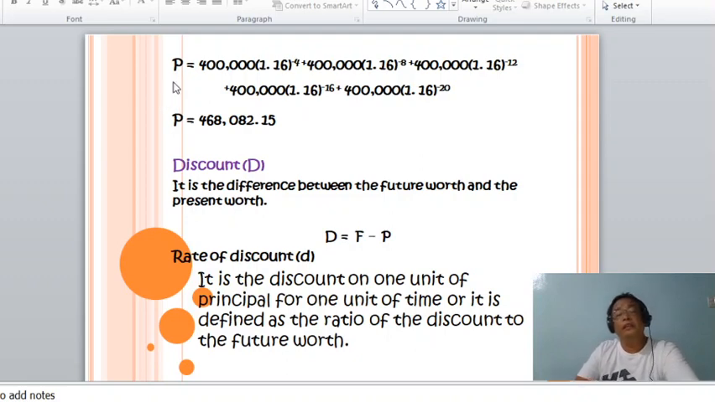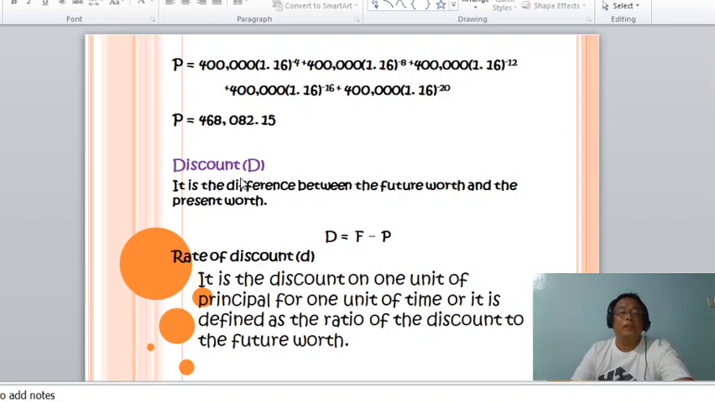Okay. So, that is now how you are going to solve problems using equation of value. Okay? So, I think it is very clear. So, what is important is the setting of focal date. Okay? So, let us now proceed to discount. So, discount is the difference between the future worth and present worth. Okay? So, the difference or discount is equal to F minus P.